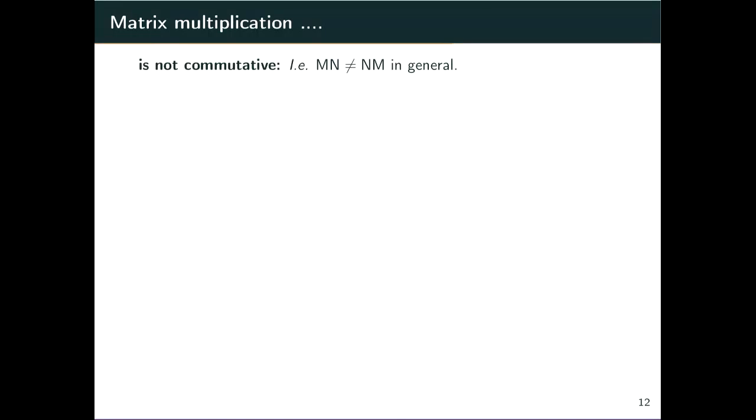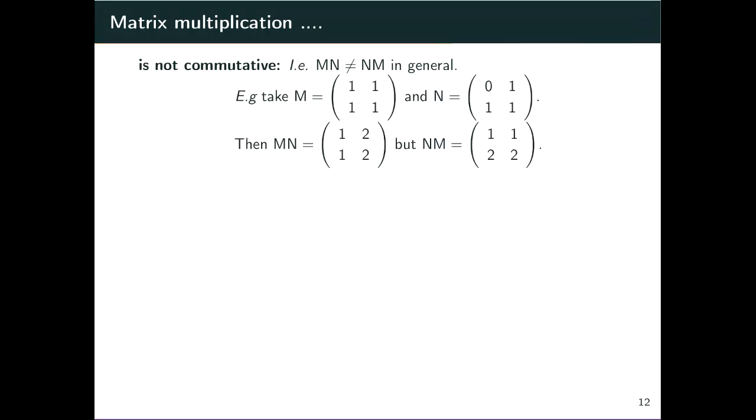Okay, so we've defined matrix multiplication, and well, it's much more complicated than if you're just multiplying numbers together. So one result that you need to know is the order of matrix multiplication does matter, so it's not commutative. So in general, m times n as matrices is not equal to n times m. So for example, if we take these two examples, if you multiply m by n, then you get 1, 2, 1, 2. Whereas if you multiply n times m, then you get 1, 1, 2, 2. And they're different matrices.